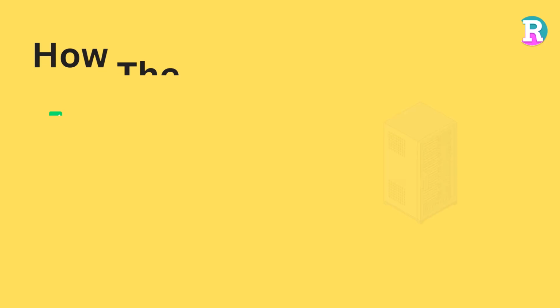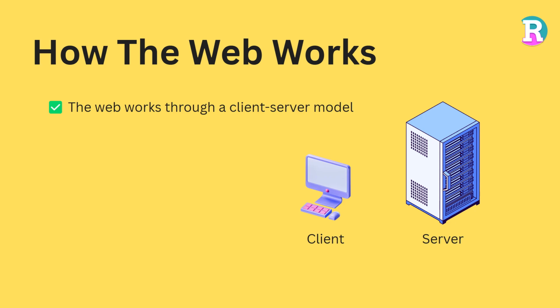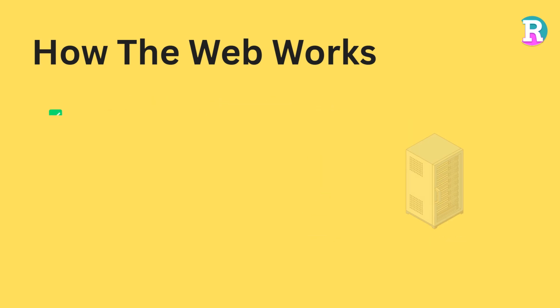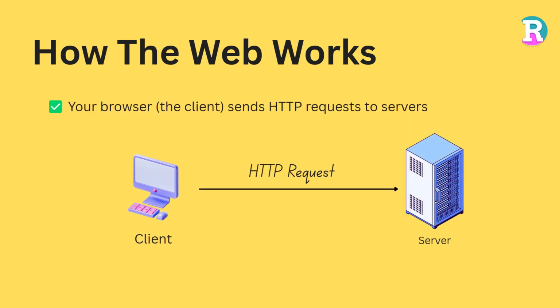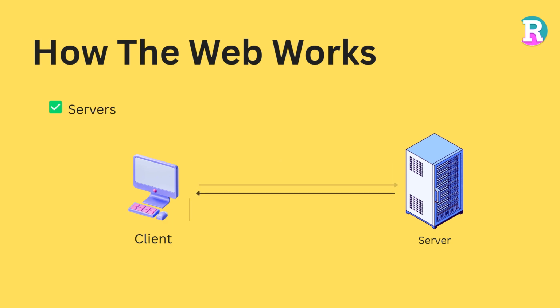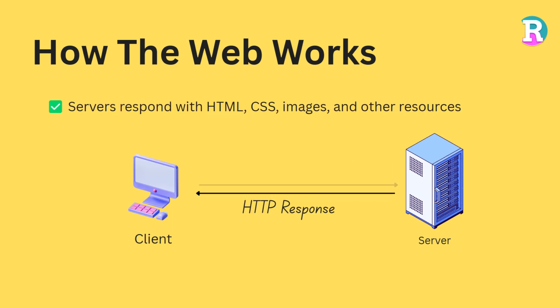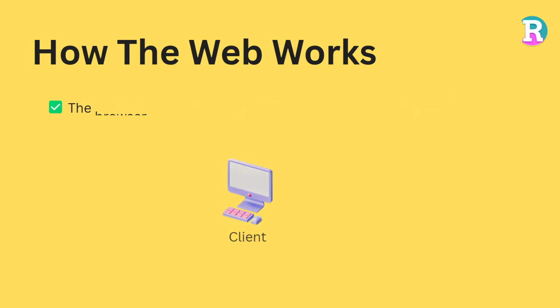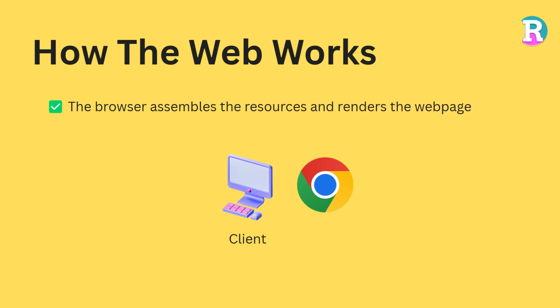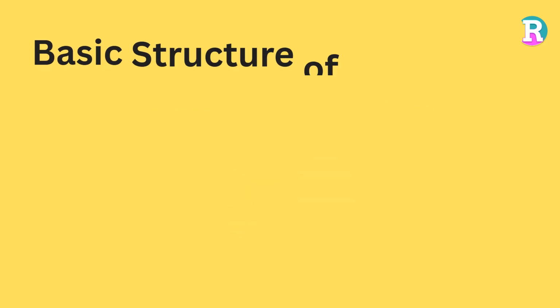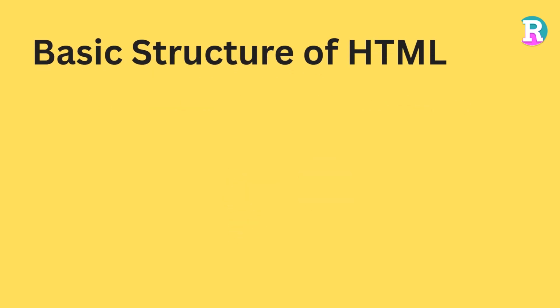Now, to sum up, the web works through the client-server model. The browser, which is the client, sends HTTP requests to the server. Servers respond with HTML, CSS, images, and other resources. The browser assembles these resources and renders the web page you see. And you can observe the whole process live in the browser's developer tools under the Network tab. In the next section, we will dive back into HTML and explore the basic structure of it.